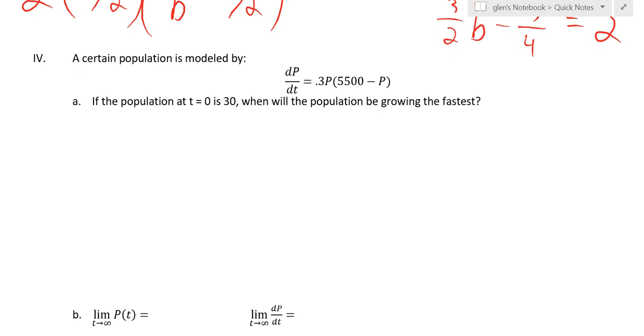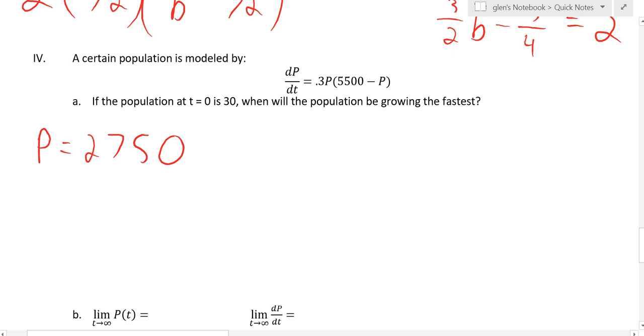This is a logistic equation. You all see that. The very first question says, if P of 0 is 30, when is this growing the fastest? If it asked what will the population be when it's growing the fastest, what will the population be? Half of 5,500, right? 2750. It'll be growing the fastest when P equals 2750.